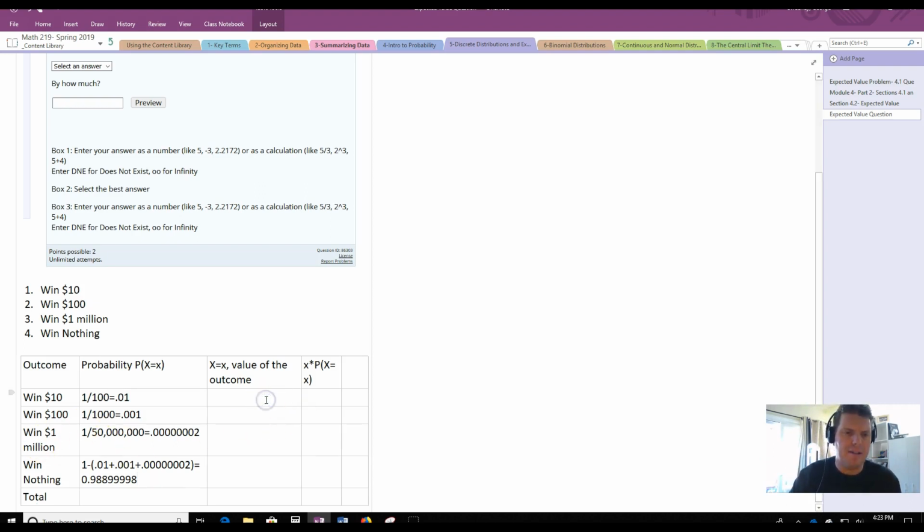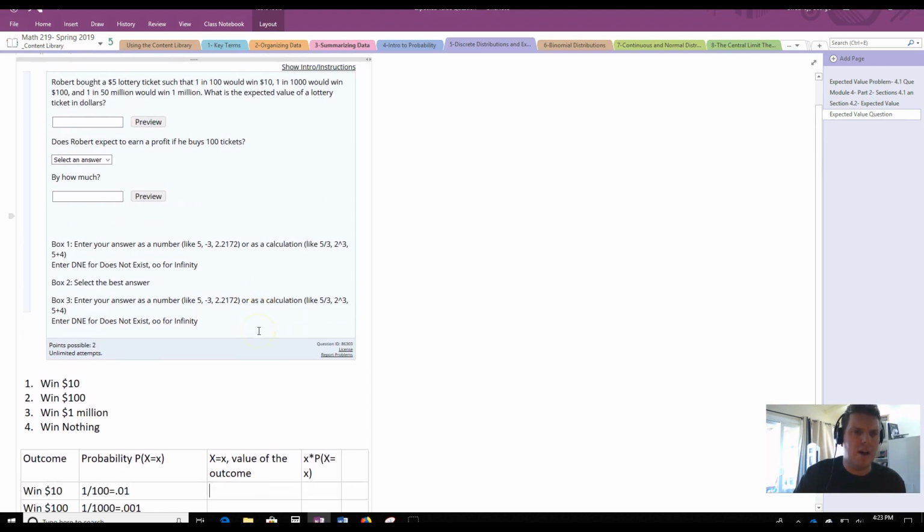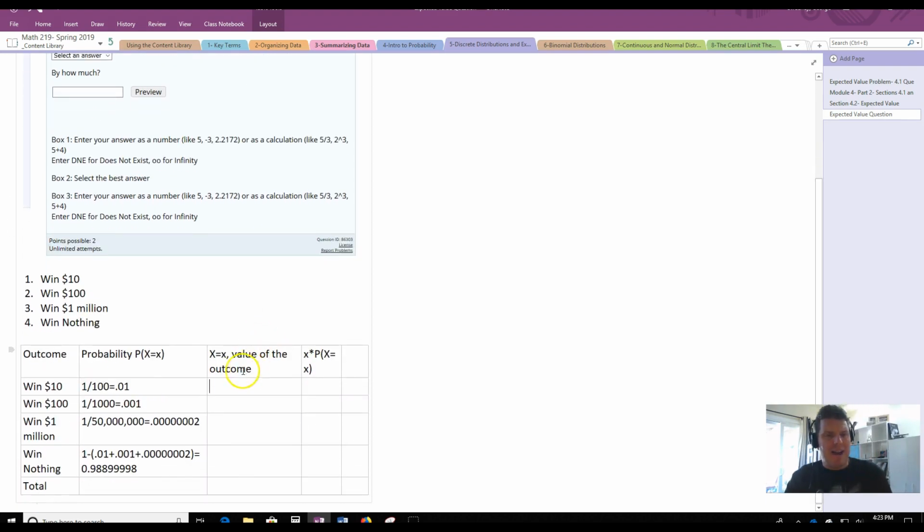Okay. All right. So next, I need to fill out this third column right here, the x value of the outcome. Well, we're given what those values are, and actually, it's not that hard. The value of the outcome for winning $10 is $10. However, here's the tricky part: you win $10, but you spent 5 to get it. So it's actually going to be 10 minus 5, which equals 5. You have to account for the fact that you are, in fact, spending something.